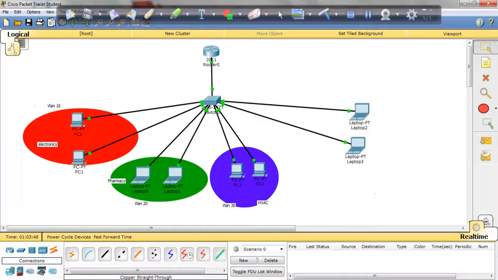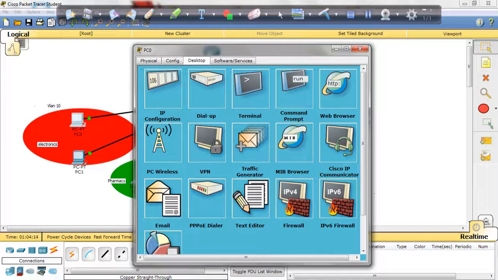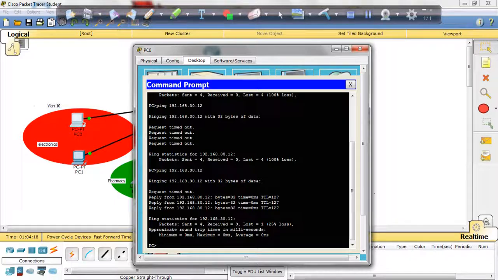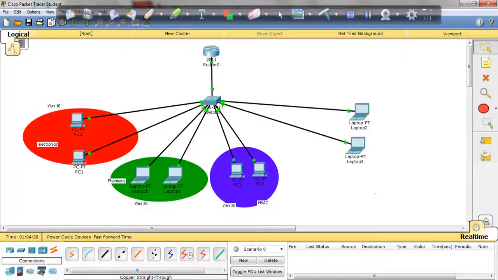When I said VLANs are a security measure, in actuality, VLAN 10 can't communicate with VLAN 20, and VLAN 20 can't communicate with VLAN 10. And that goes the same for VLAN 30. None of the VLANs can communicate with each other. They can only communicate with individuals inside the same VLAN. But let me prove that to you.